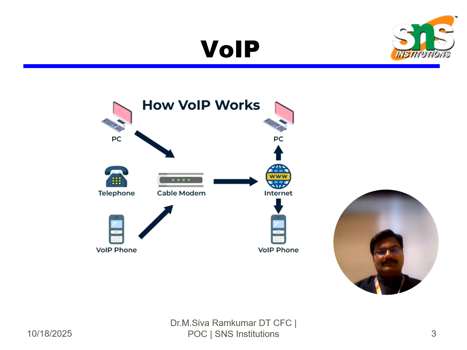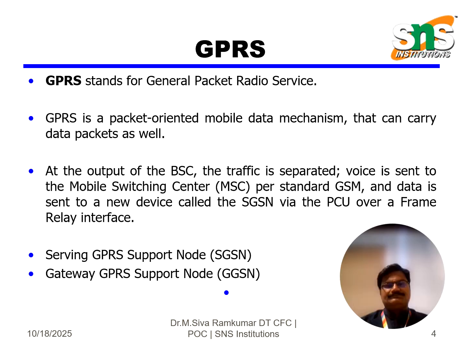Let's analyze how VoIP works. When you speak through a VoIP phone or a computer, your voice is first converted into digital data. This data is sent through a cable modem to the internet instead of using traditional phone lines. At the receiving end, the digital data is converted back into voice, allowing clear, real-time communication between the two users. So VoIP uses the power of the internet to make calls faster, smarter, and more affordable than the conventional telephone.